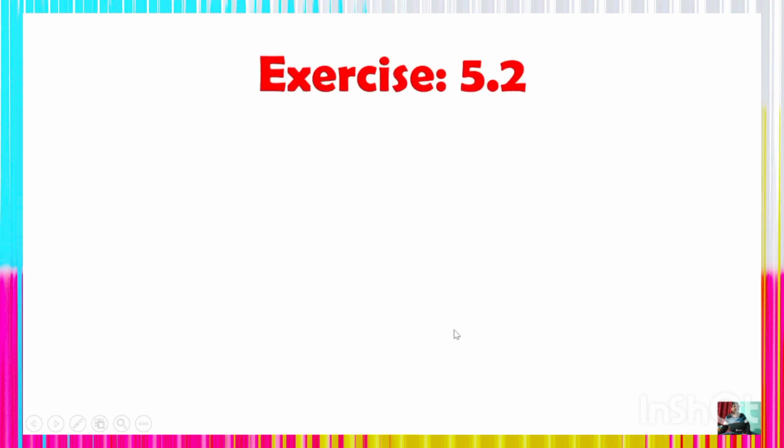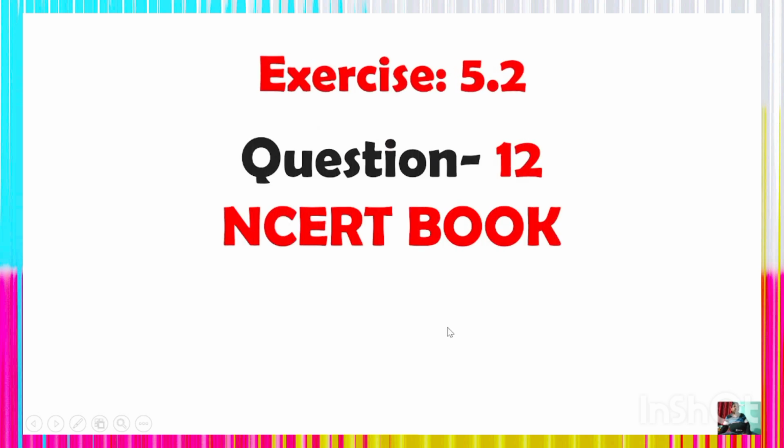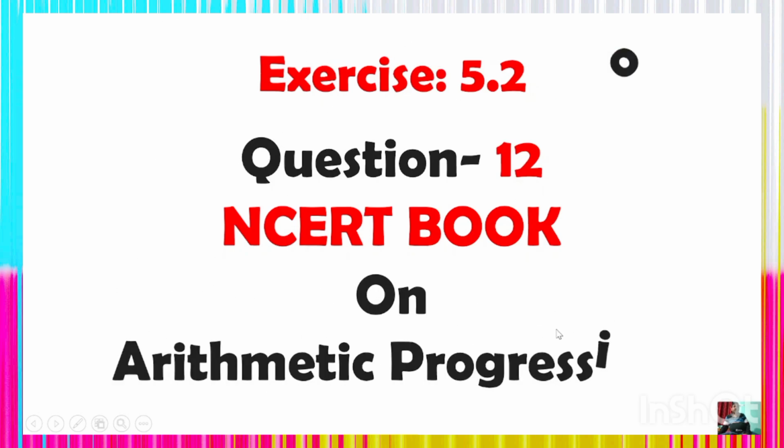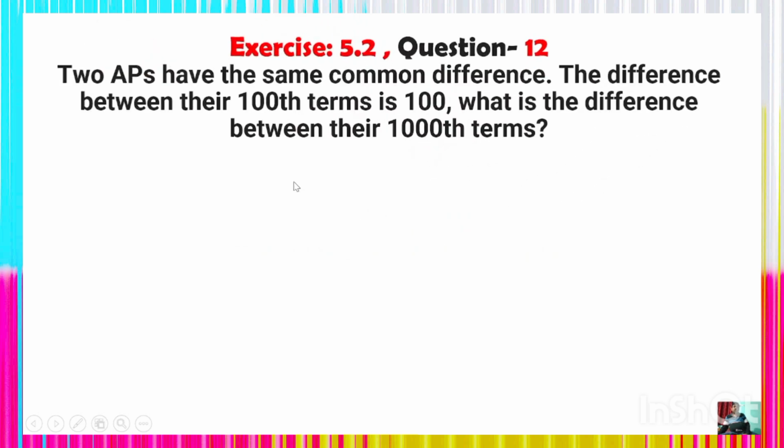Here I am going to discuss Exercise 5.2, question number 12 of your NCERT book, based on the concept of arithmetic progression. This is also another vital problem for you. Look at the problem here: two APs have the same common difference. The difference between their 100th terms is 100. What is the difference between their 1000th terms?